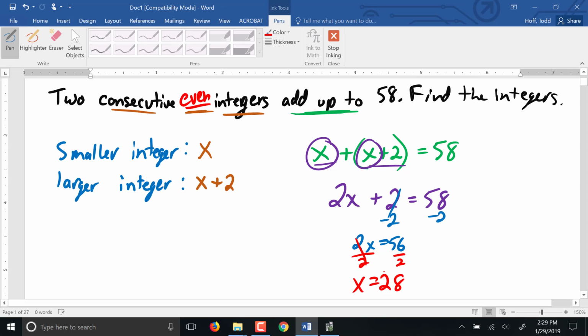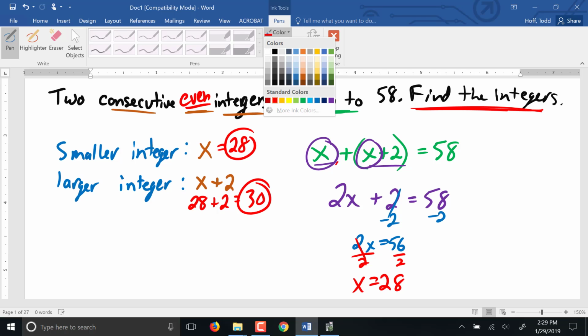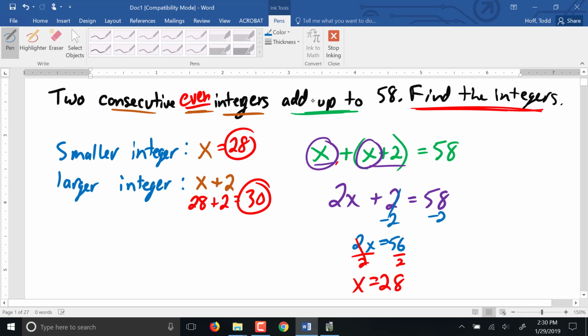So x is 28. Now we have to answer the question yet. Find the integers. X is 28. That's the smaller one. We need to find the larger one. So if x is 28, the larger one being x plus 2 is 28 plus 2, which makes it 30. And those do add up to 58. So again, 2 consecutive even integers add up to 58. Find the integers. We ended up with the 2 numbers, 28 and 30.